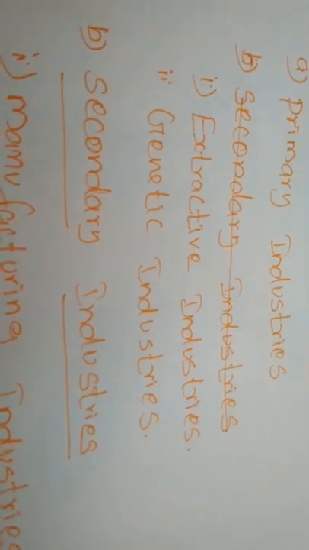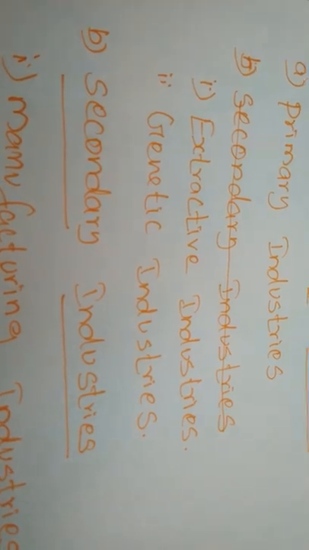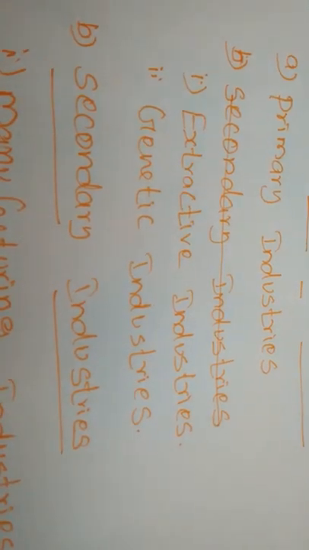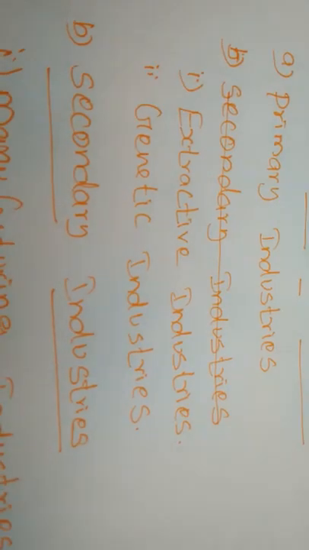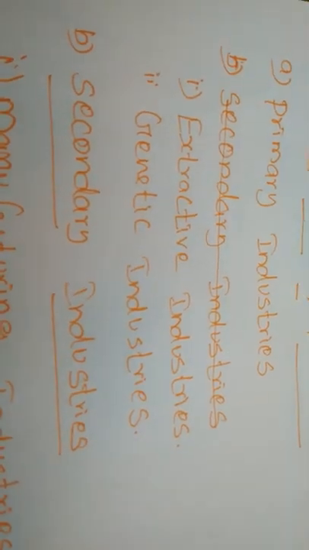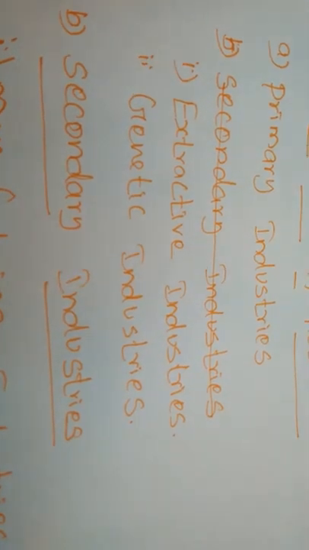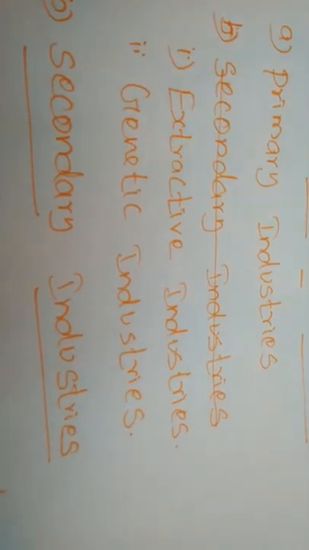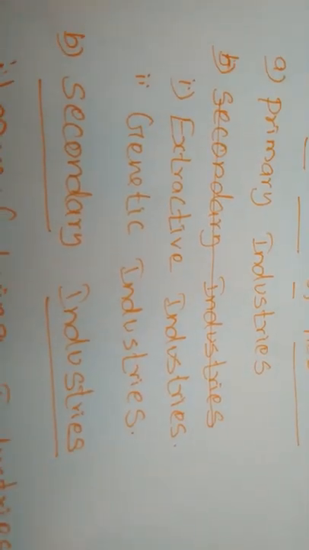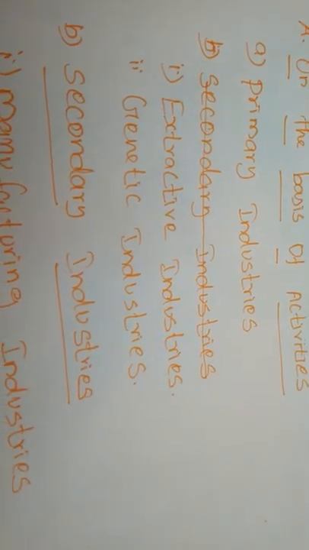Human beings used animals, seeds, fisheries, everything for their livelihood, and they earned some money for it. That is called genetic industries. By using other living beings, if people are producing some product, that is called genetic industries.